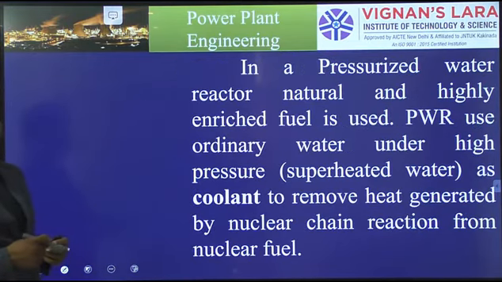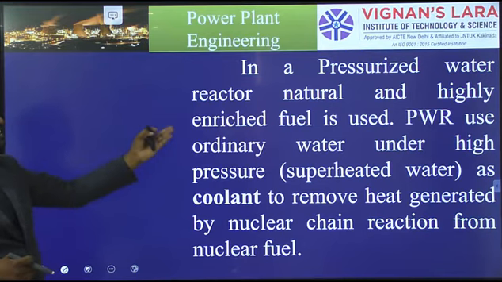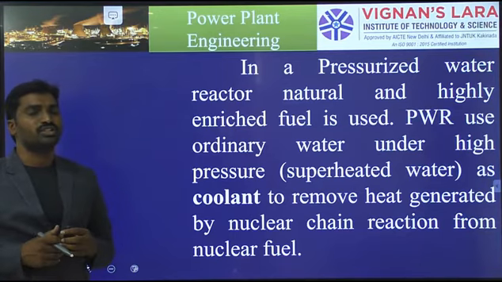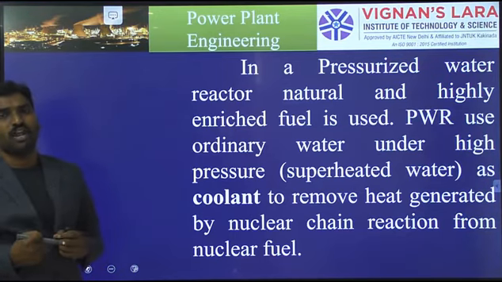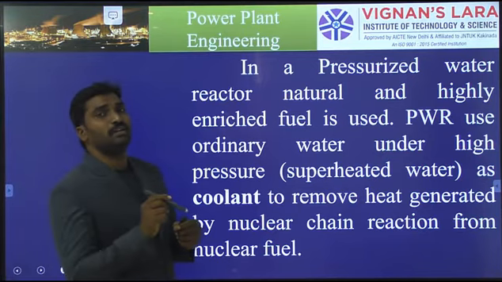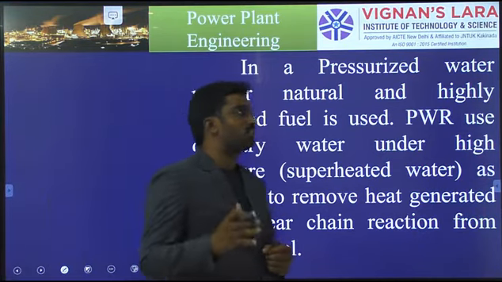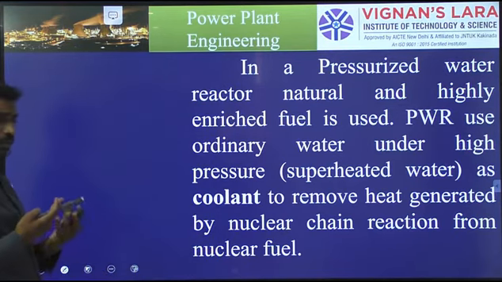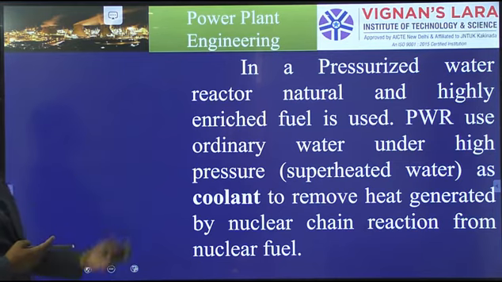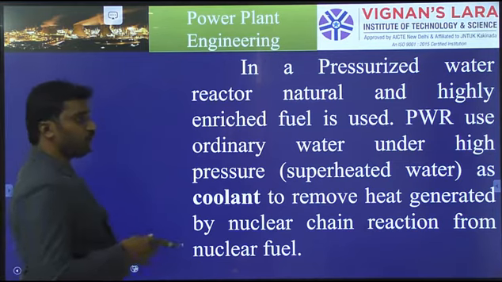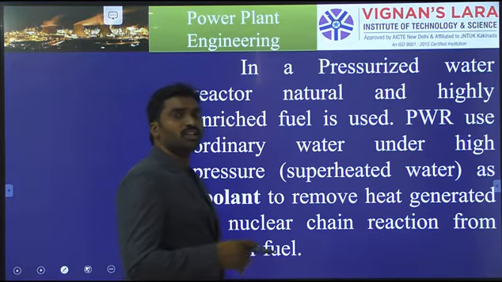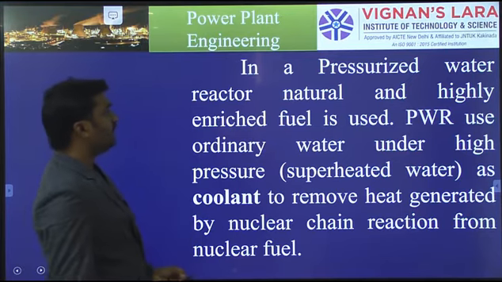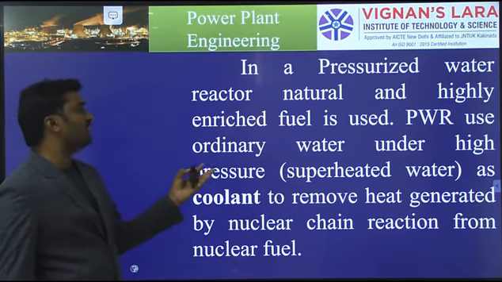What happens in this process? In the pressurized water reactor, natural and highly enriched fuel is used. Which type of fuel are we using here? Natural fuel is obtained from nature, and we use the enrichment method for increasing the energy levels. Both can be utilized. If you want a normal amount of energy, we can utilize natural uranium-235. Otherwise, if you want more heat energy, we use the enriching method, a man-made method. And a PWR uses just ordinary water under high pressure.